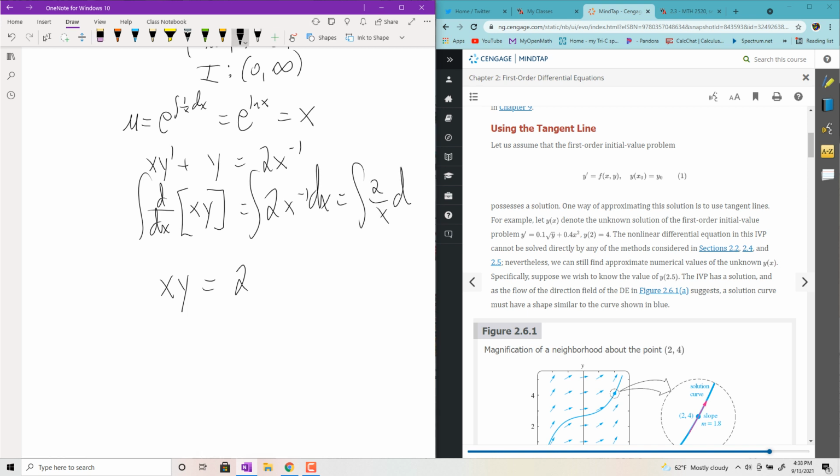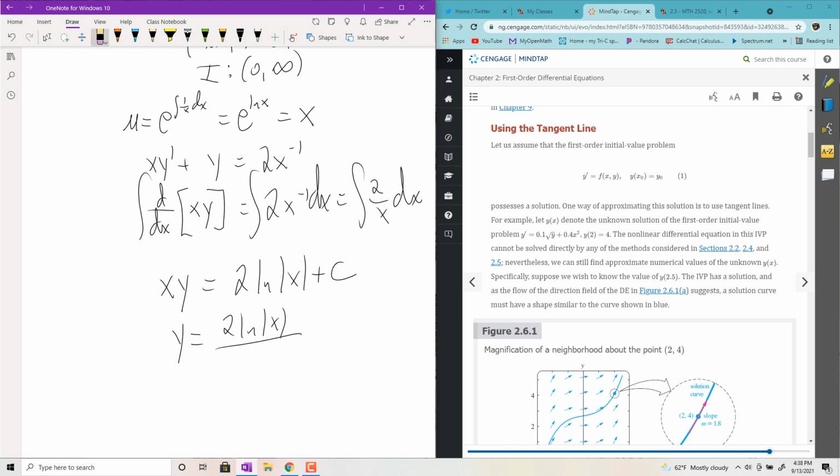That's our natural log integral. So it'll be 2 ln absolute value of x plus c. You could get an explicit solution by dividing both sides by x in this interval. x will not equal 0. So we have 2 ln absolute value of x.